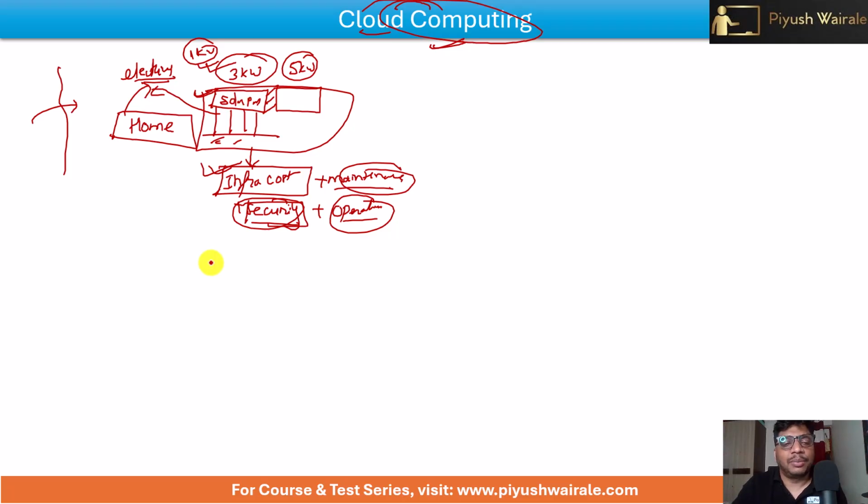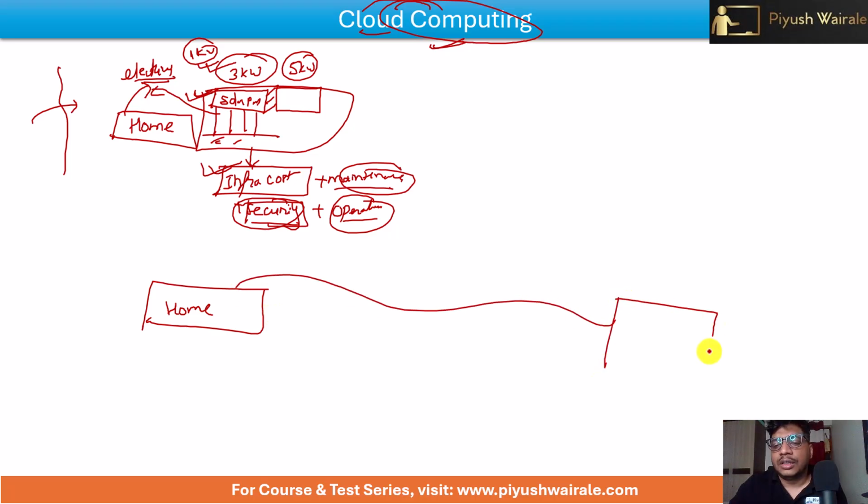Now let's say what I am doing. This is basically my home, okay. But now instead of having the solar panel or entire infrastructure, I am using electricity of some other company. Let's say for example Adani Power. This video is not sponsored by Adani Power, I am just using it as an example. So I am using the electricity of Adani Power here, okay.